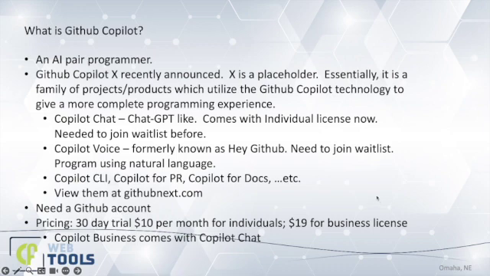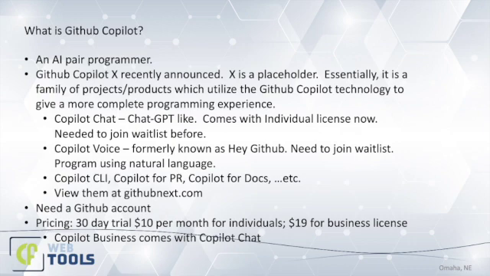Okay, so in order to use GitHub Copilot, you need a GitHub account. And GitHub Copilot itself comes with a 30-day trial. After the trial is over, if you still want to use the product, then you have two choices. Either you pay $10 per month for an individual license, or you pay $19 for the business license.